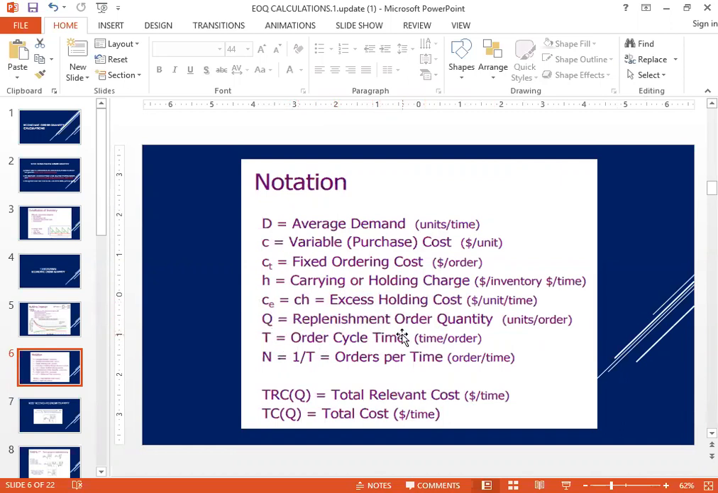T is the order cycle time. So after how many days should you place an order? N is the inverse of T. So it's 1 over T, and this will give you the orders per time period. TRC of Q, with Q in brackets, stands for the total relevant cost at the EOQ. TC of Q stands for the total cost at the economic order quantity.